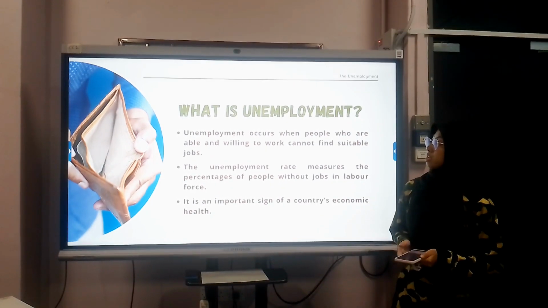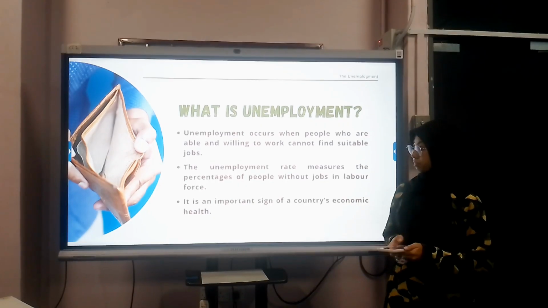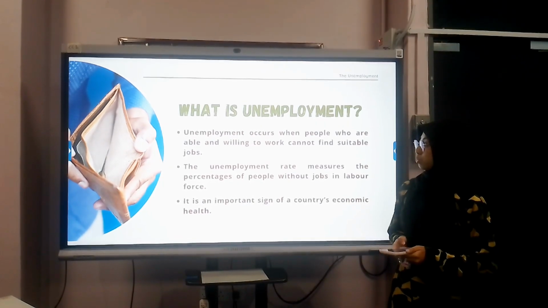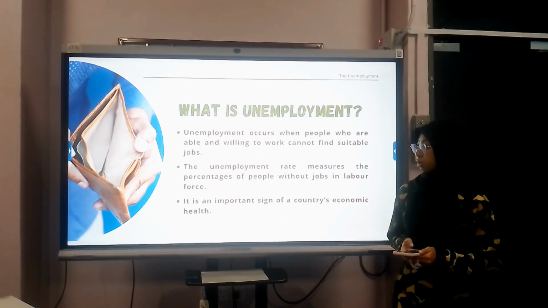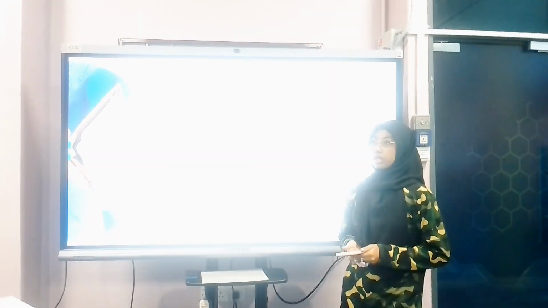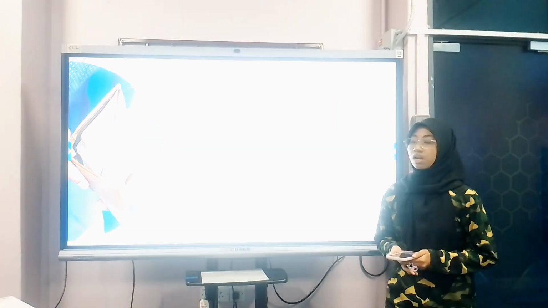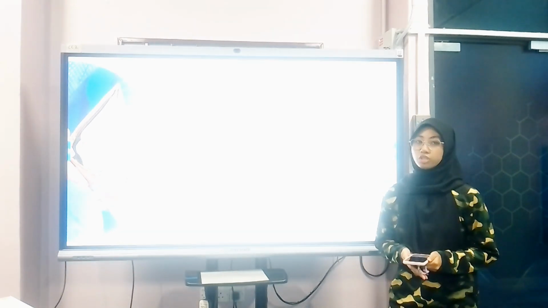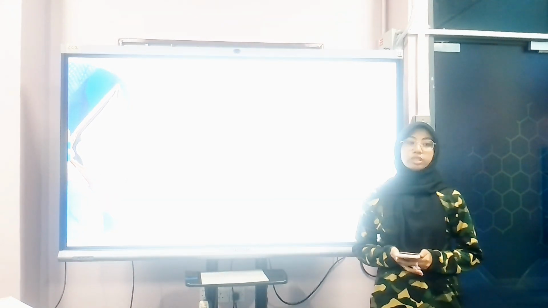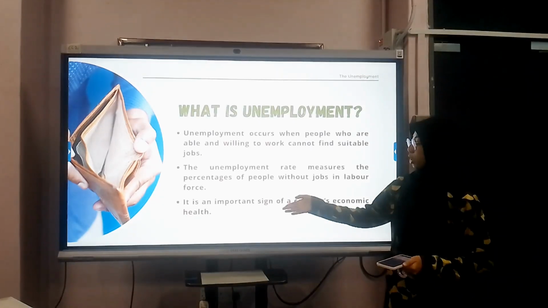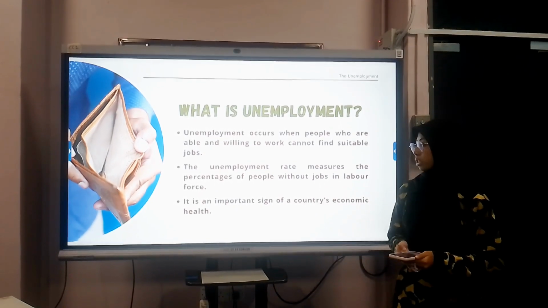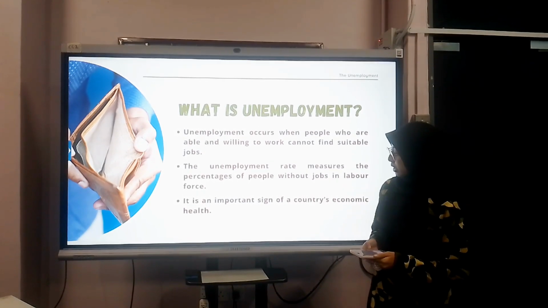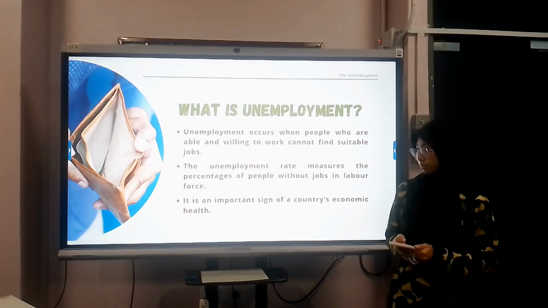What does unemployment really mean? Unemployment occurs when people who are able and willing to work cannot find suitable jobs. In other words, they want to work, they are ready to work, but there are no job opportunities available for them. The unemployment rate measures the percentage of people without jobs in the labor force. It is an important sign of a country's economic health.